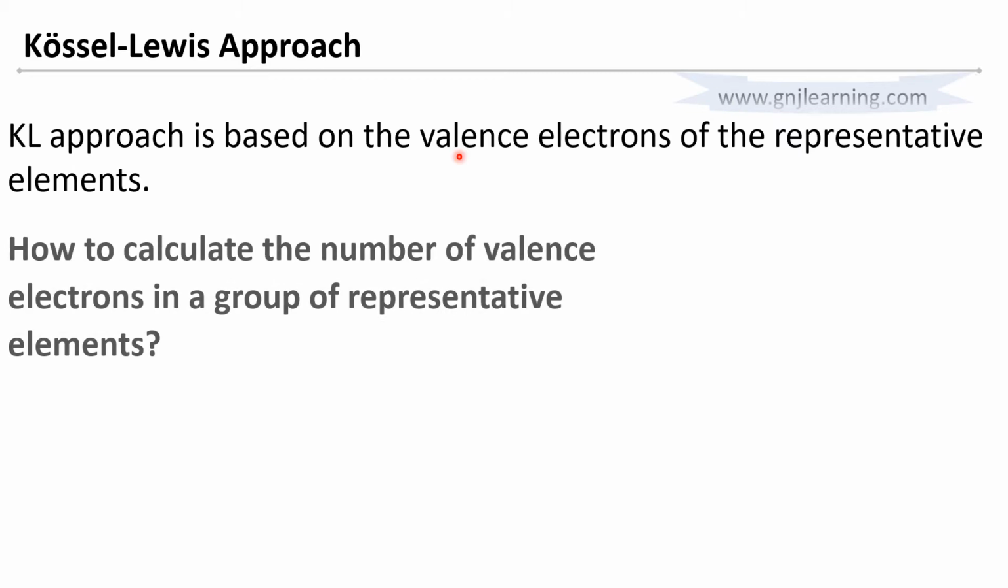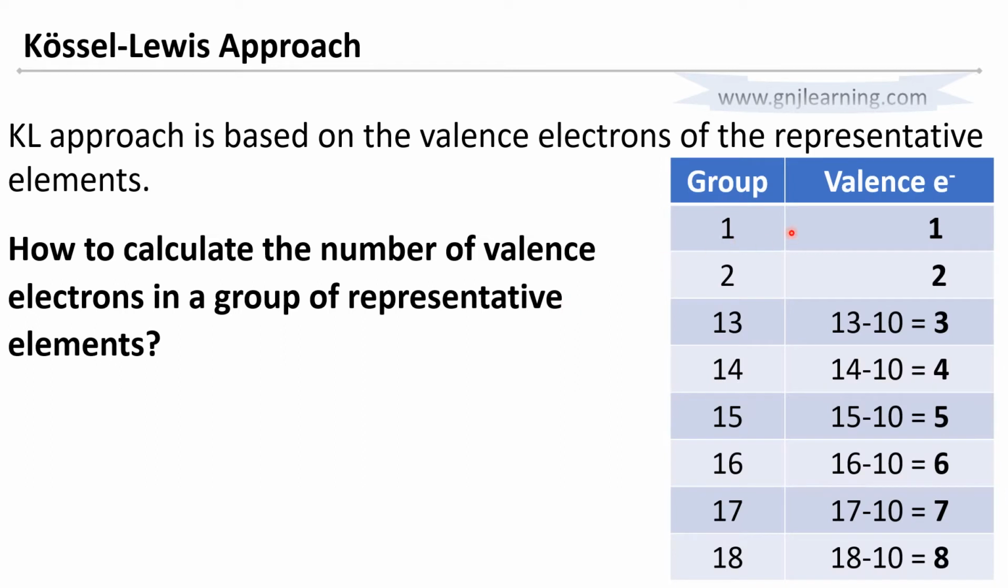So what is the valence electrons for a representative element? First of all, which are the groups that belong to representative elements? They are the S block and P block elements. S block means first two groups, and the P block means group 13 to 18. How to calculate the valence electrons? In the case of S block, for the first two groups, it is their group number. So the first group has one valence electron and the second group has two valence electrons.